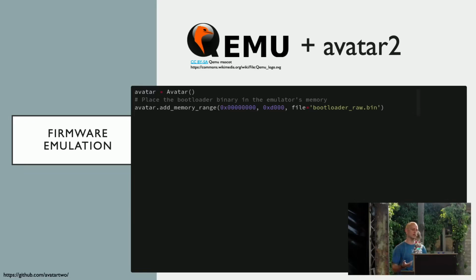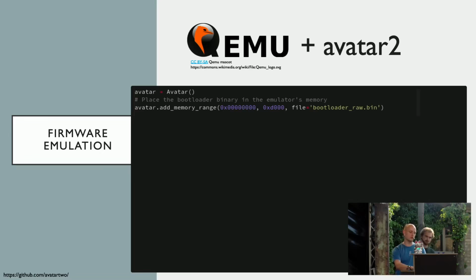You create an Avatar object, and then you add memory information to that object. So you say, hey, Avatar, I want to have a file loaded into memory at this specific address. For example, the second line here says load my bootloader binary, which I just extracted, at address 0. Then we have 100 bytes of the header, and at address hex 100, our reset vector starts.